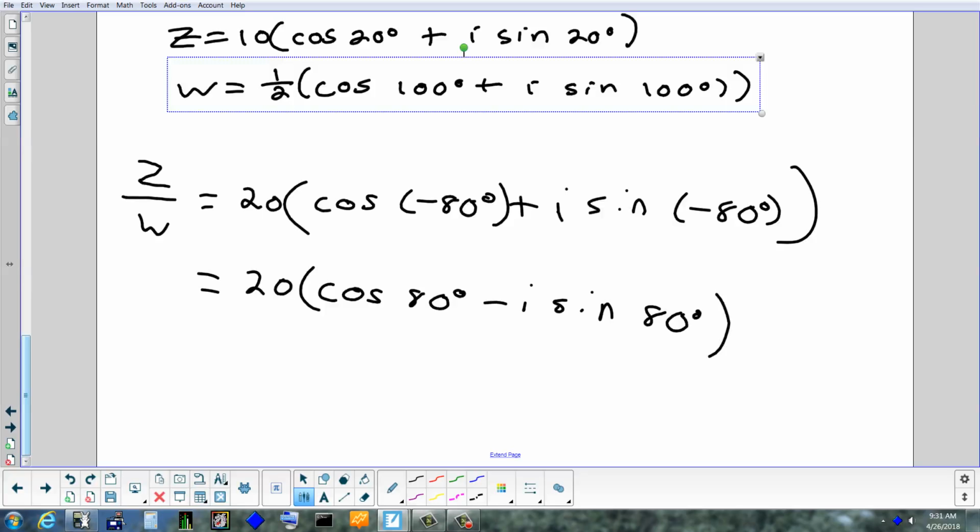Perfect. That's a good way to do it. What's the other way you could do it if you didn't want to do the negative moving? You could just add 360 to negative 80. I'm not going to write it down, but you could. Okay. So any questions on dividing? Doing it in polar saves you a little bit of time for multiplication and division.